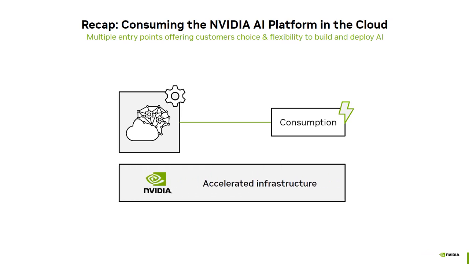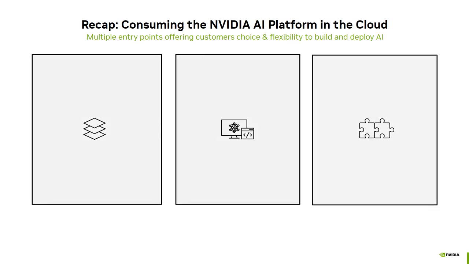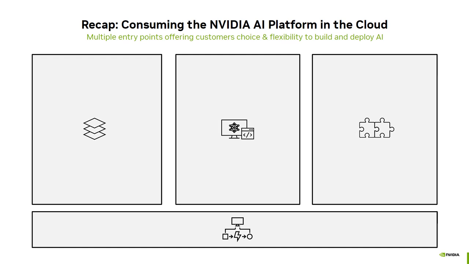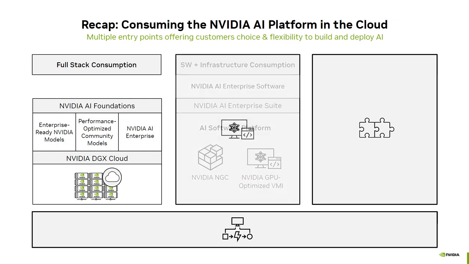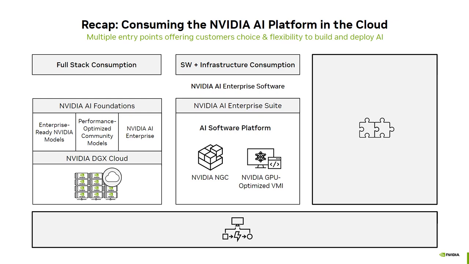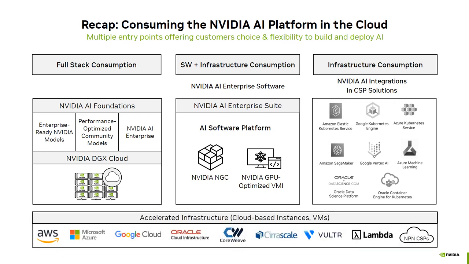NVIDIA accelerated infrastructure in the cloud is no doubt the foundational piece of making our technology available broadly to cloud customers. However, NVIDIA has come a very long way from doing just that and has built an entire full-stack platform that can now be consumed in the cloud. Be it full-stack consumption with the AI services provided with DGX Cloud, AI Foundations, or AI Foundry AI services. Software and infrastructure consumption with NVIDIA AI Enterprise software, or infrastructure consumption with different layers of the NVIDIA AI platform combined with our integrations on CSPs. Customers have a path to use and derive value from NVIDIA even within cloud services that they may already use today.